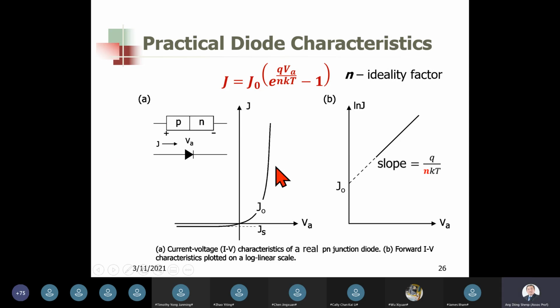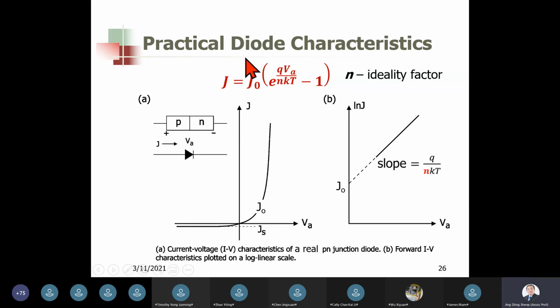Now, under reverse bias, a similar argument holds. Remember in the earlier discussion on the ideal diode, we assumed no generation of electrons and holes within the space charge region. But in fact, there is. There is a net generation of electrons and holes within the space charge region. So in other words, the current under reverse bias is also higher than what the ideal diode equation predicts. So the ideal diode equation is not strictly valid for a practical diode.